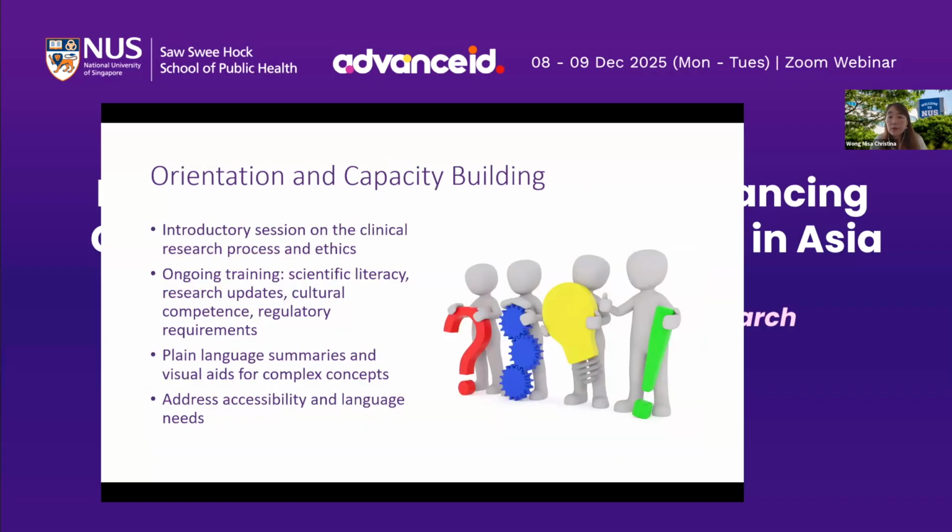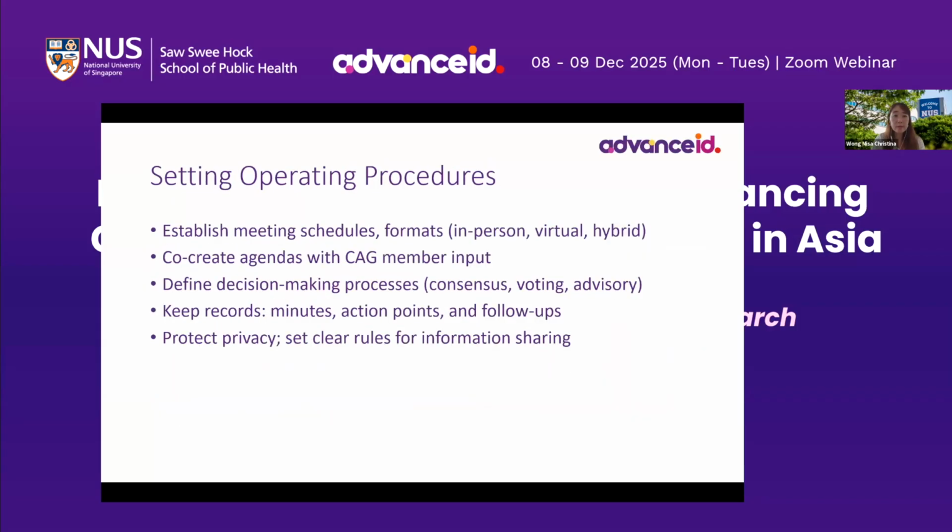One of the things that we shouldn't assume is that everyone is familiar with research jargon or concepts. So we're going to have to start with plain language orientation and provide ongoing training that includes things like what are clinical trials? What are the different clinical trial phases? What are the study designs like? These kinds of trainings are extremely important to bring everyone up to speed. Also, regular updates on the study progress and keeping members engaged and informed is important to ensure that their input remains relevant throughout the trial.